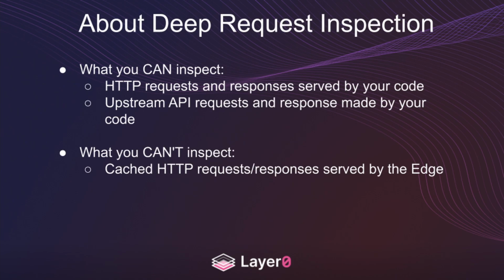So what is Deep Request Inspection? Well, Deep Request Inspection is a platform logging utility that allows you to log HTTP requests as they come into your site on the Layer0 serverless cloud. When enabled, you are able to inspect the headers and body of every request and response served by your application, and you can also see each upstream API request made by your application.